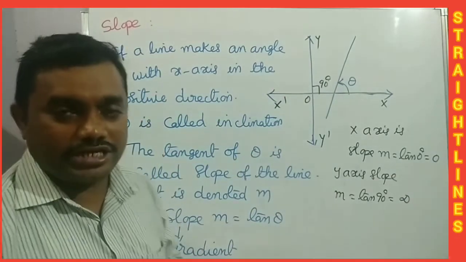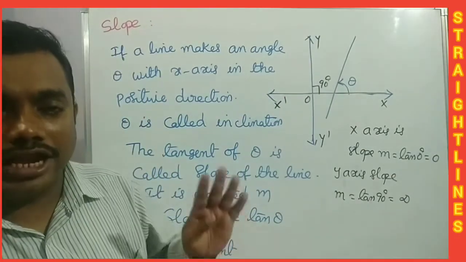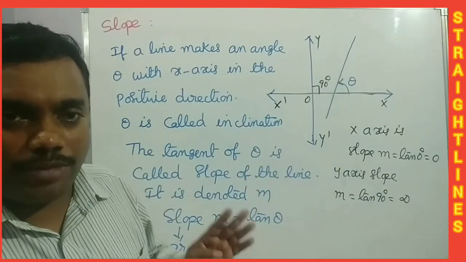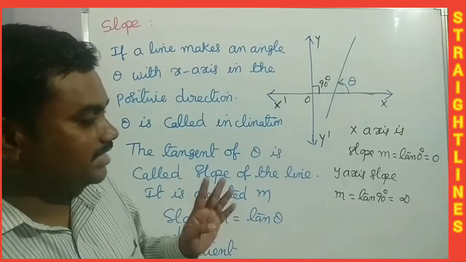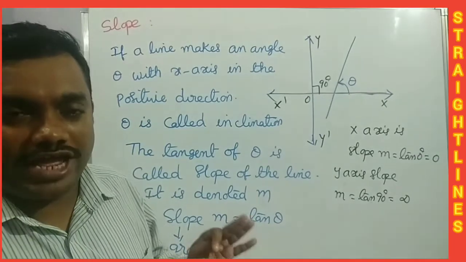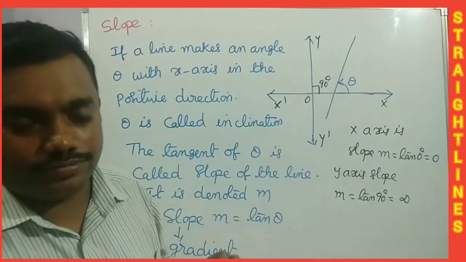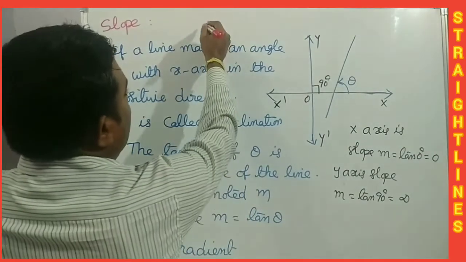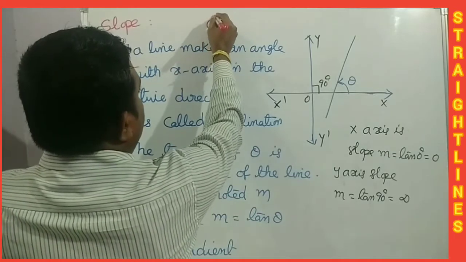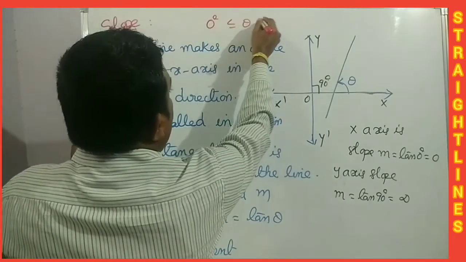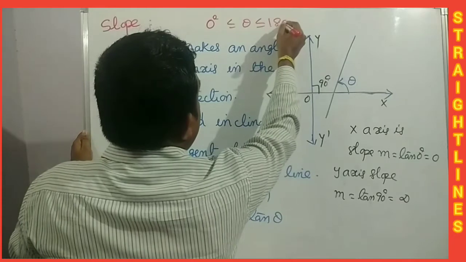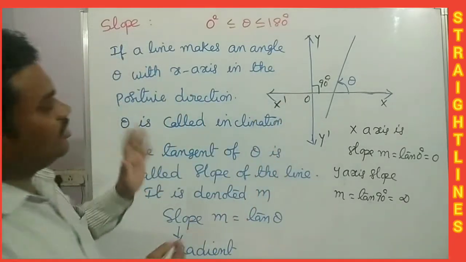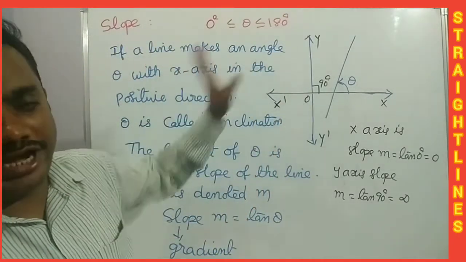Now what you will learn, the points here. Theta is called inclination and slope m equal to tan theta. X-axis slope is 0 and y-axis slope is not defined. Inclination theta always lies between 0 degrees and 180 degrees. So theta is always between 0 degrees and 180 degrees.